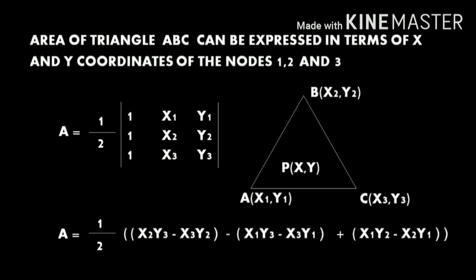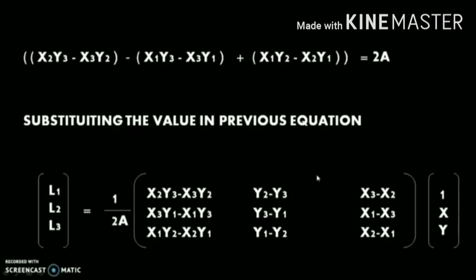On expansion, this will give area equal to half into x2 y3 minus x3 y2 minus x1 y3 minus x3 y1 plus x1 y2 minus x2 y1. So we will get x2 y3 minus x3 y2 minus x1 y3 minus x3 y1 plus x1 y2 minus x2 y1 equal to 2 into the area of that triangular element. Therefore, we can substitute this expression in the earlier expression.